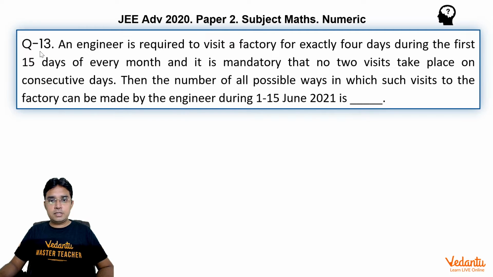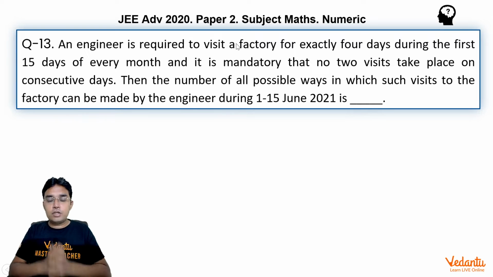This is question number 13 from paper 2 from the topic permutation and combination. One very interesting topic and very important chapter for JEE Advanced. In this question we require use of gap method. Also you can do this question by beggar coin method. Let us see what this question is.